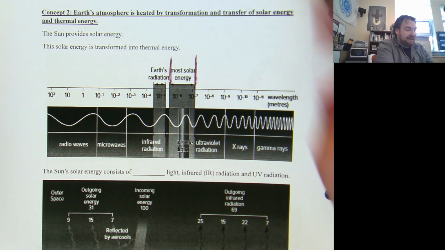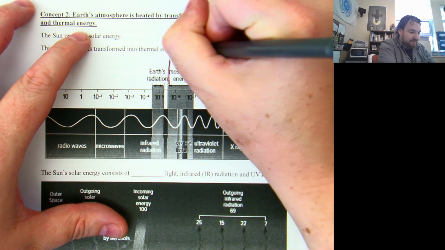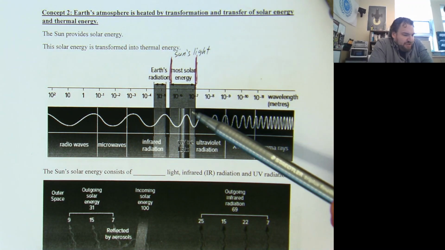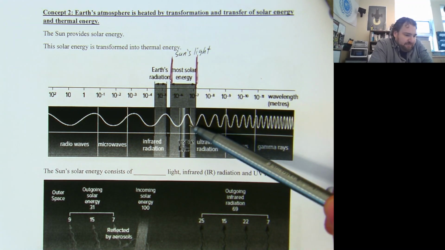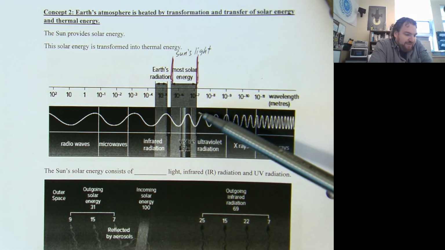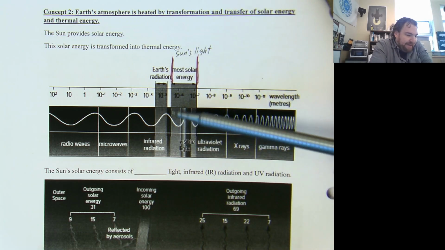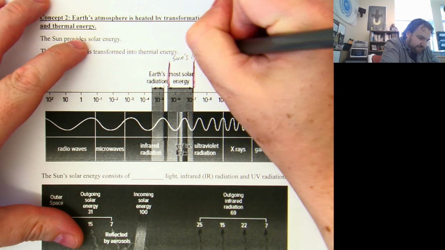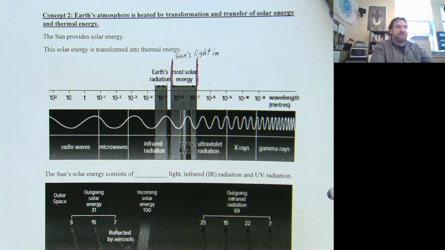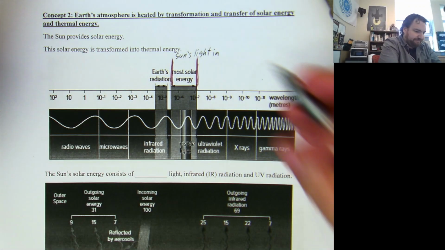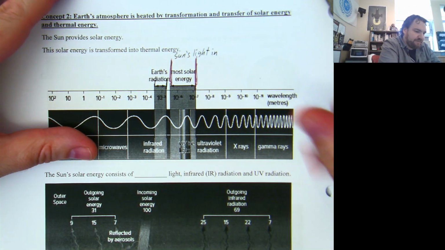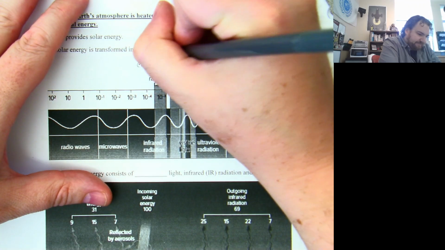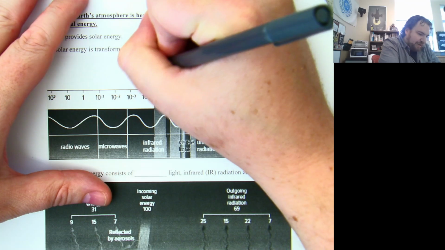Okay, so this is the band that the sun's light is coming in on. The visible light is right in the middle here. That's why it's labeled visible light. You have a little bit of the ultraviolet spectrum, and then a little bit of the infrared spectrum. This is where the sun's light is coming in. But as you know, warm objects release heat. This is Earth's radiation, Earth's energy out.